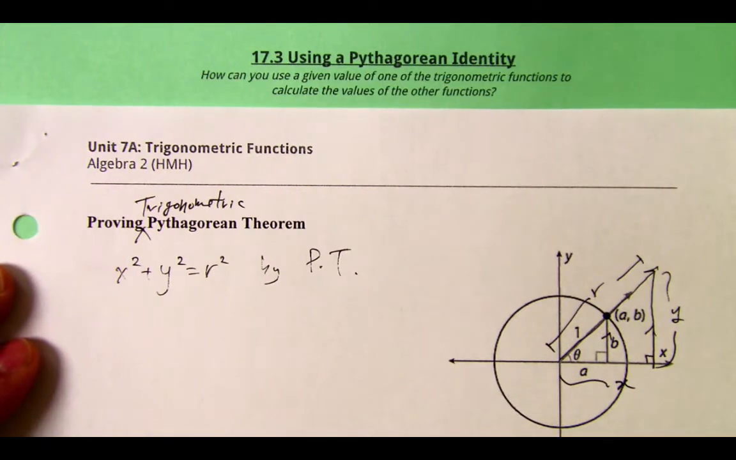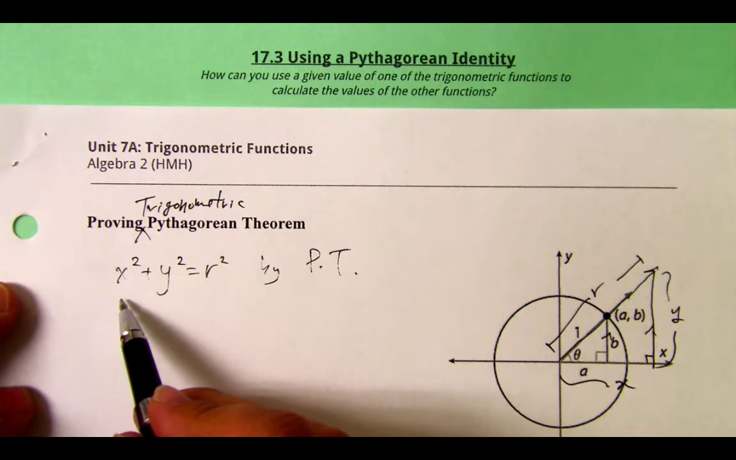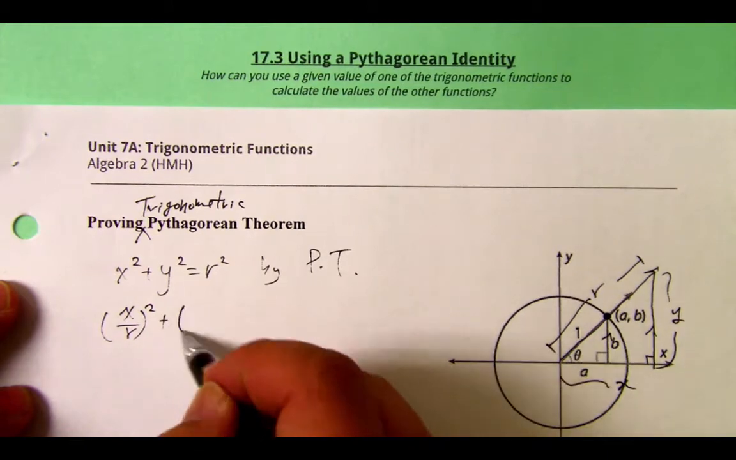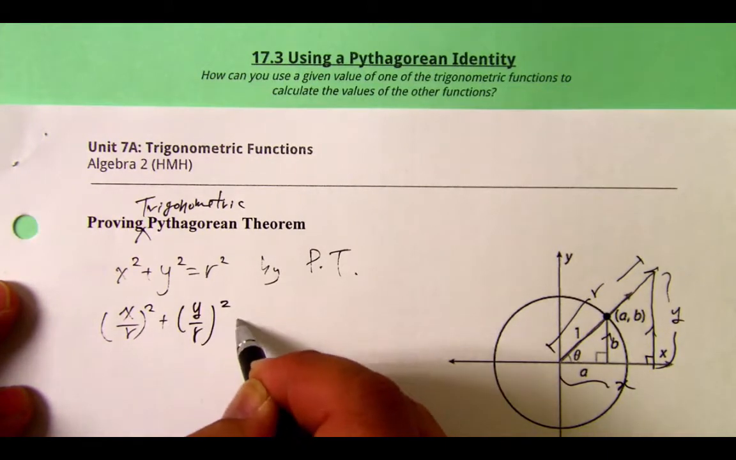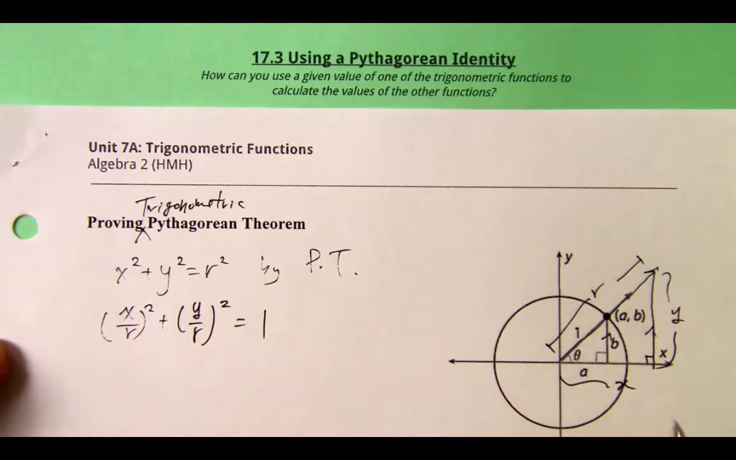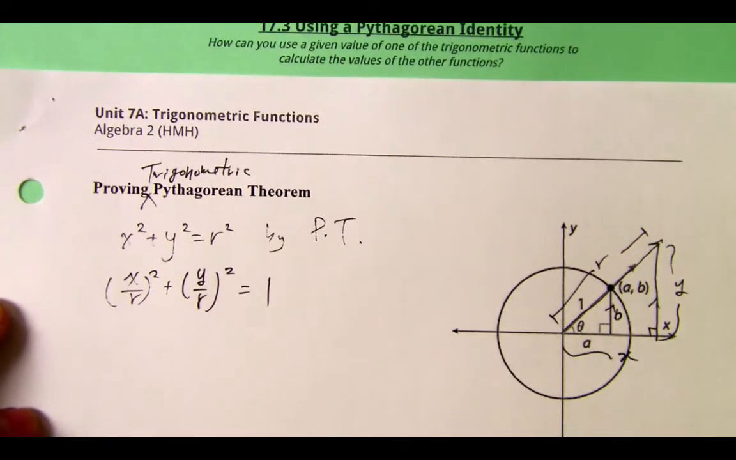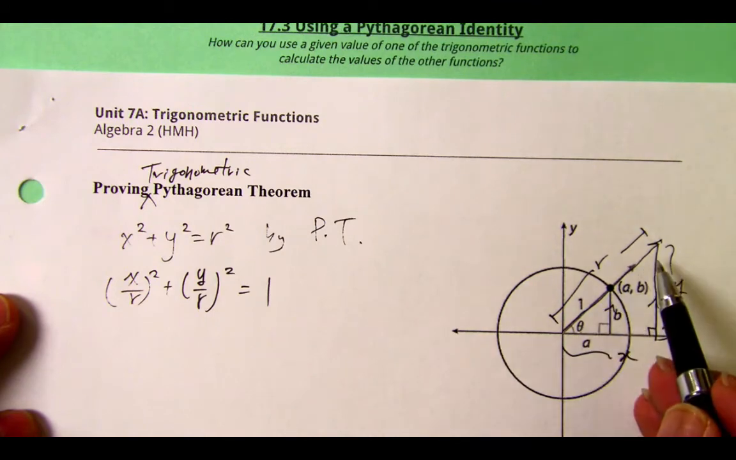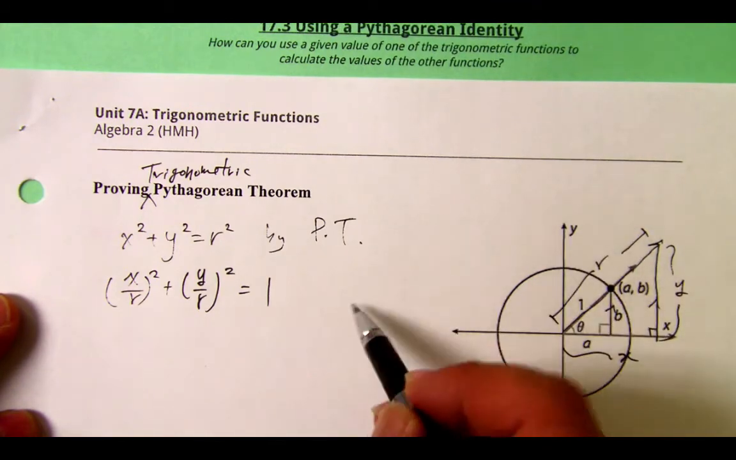And then what we're going to do is divide everything here by r squared. When you do that, it becomes (x over r) squared plus (y over r) squared is equal to 1, by simple algebra. So what we're going to do right now is apply the definition. When you have a theta here, guys, x over r is adjacent over hypotenuse, right? A little bit of review.